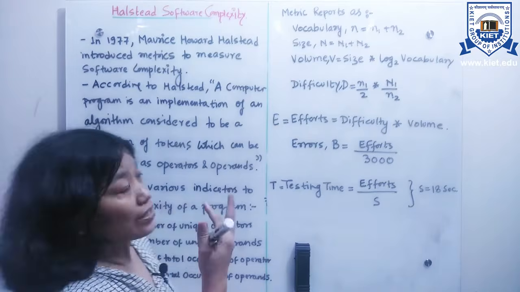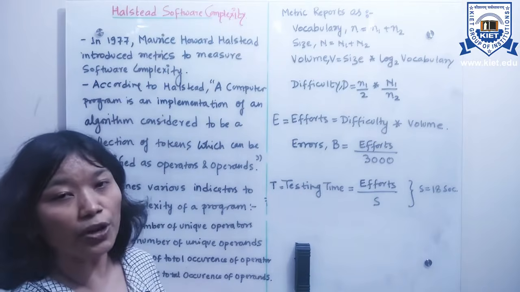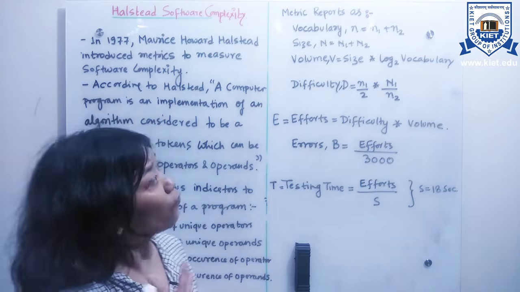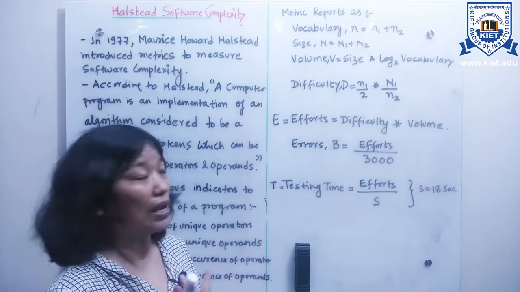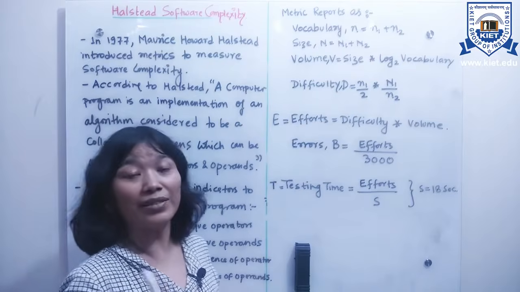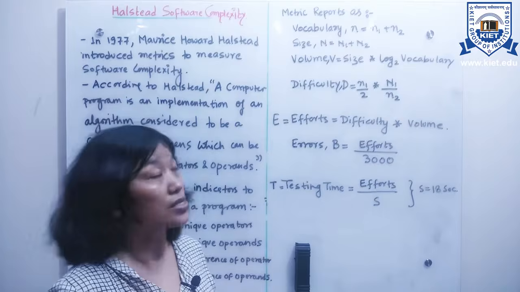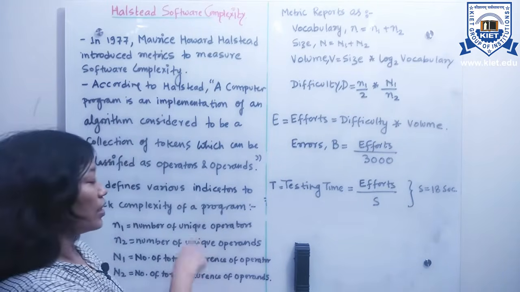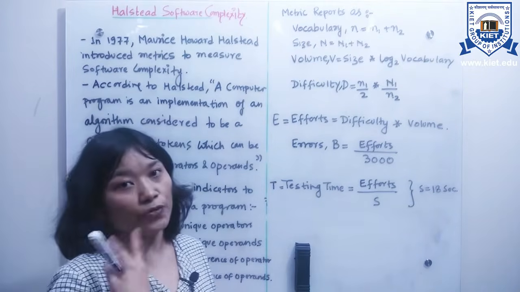To calculate, we have some metric reports. Here we have the vocabulary of the program, the size or length of the program, the volume of the program, the difficulty level of the program, the effort taken in any program, the possibility of errors in any program, and the testing time required for any program. To estimate these metrics, we have several formulas, which are calculated on the basis of these four things, which we get from any software code.